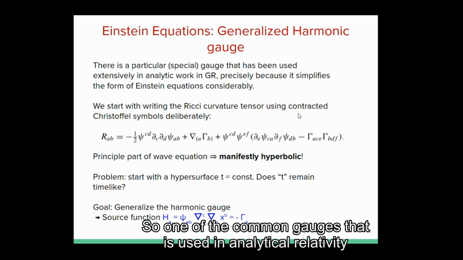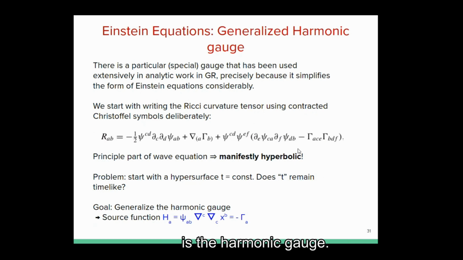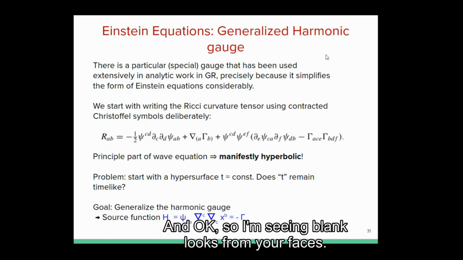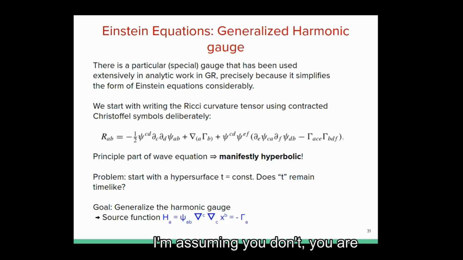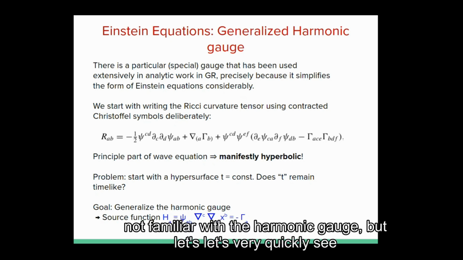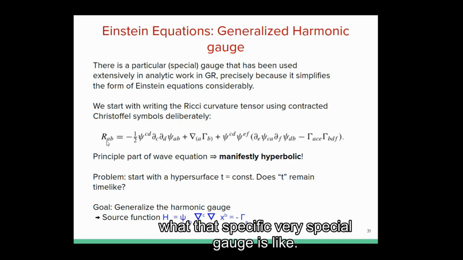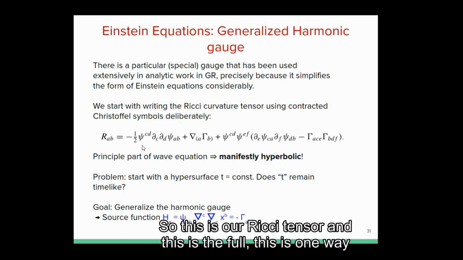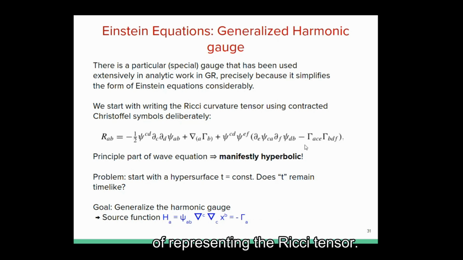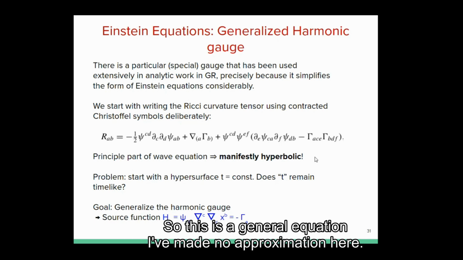So one of the common gauges that is used in analytical relativity is the harmonic gauge, right? And okay, so I'm seeing a lot of blank looks from your faces. I'm assuming you're not familiar with the harmonic gauge. But let's very quickly see what that very special gauge is like. So this is the Ricci tensor, and this is one way of representing the Ricci tensor. This is a general equation. I've made no approximation here.